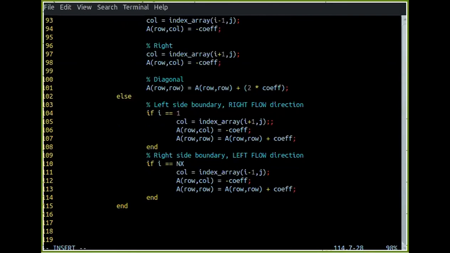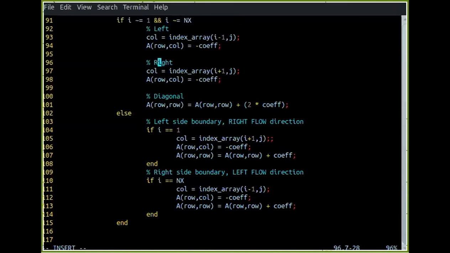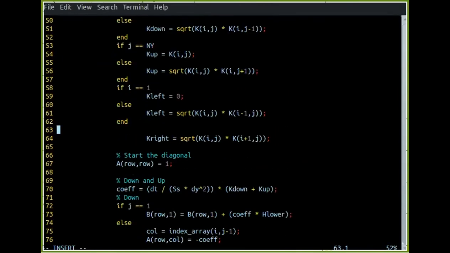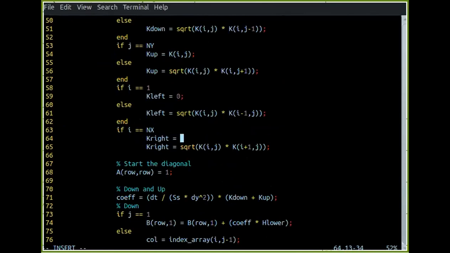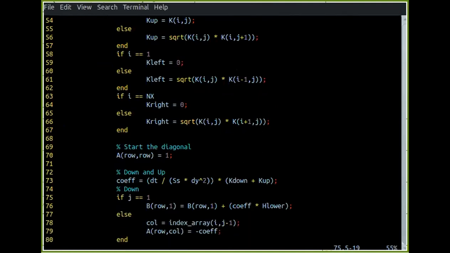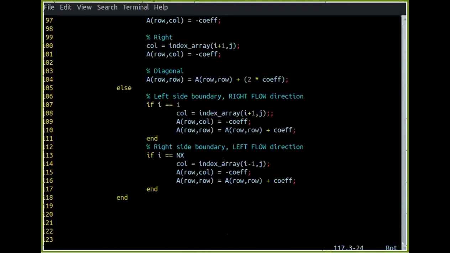Okay, so that takes care of that. The other thing we need to do is go back up to our k values and change our k right to a zero for this particular boundary condition. So here we've got k right. If I is equal to nx, then our k right is going to be zero. Again, it's symmetric. It looks just like k left, with the exception of this array index. And then we get down here and plug all that stuff together.